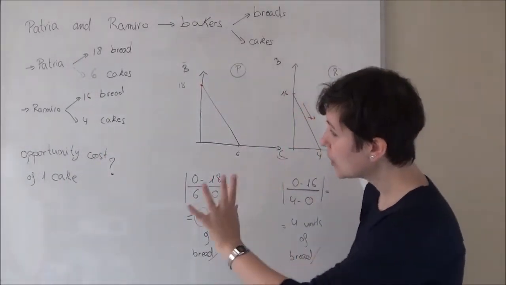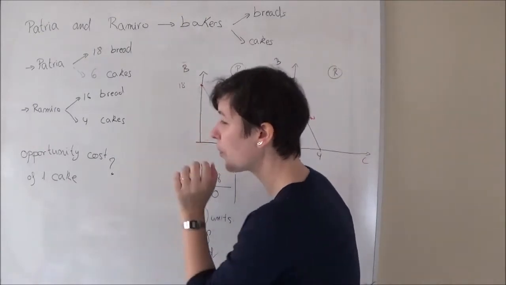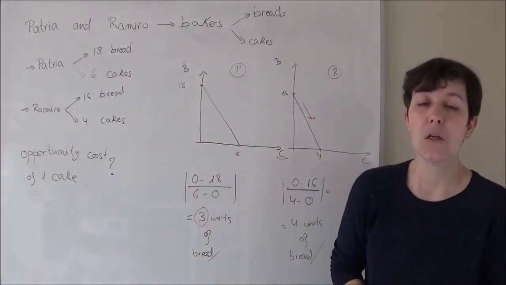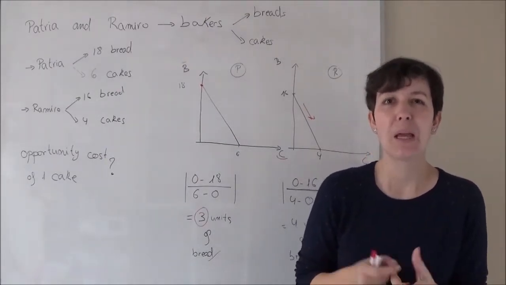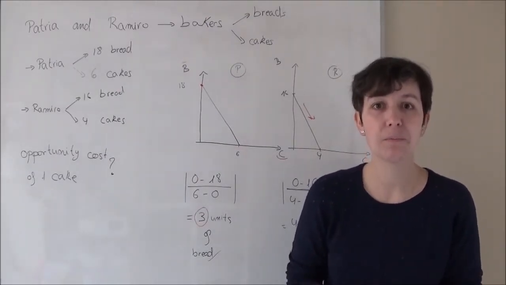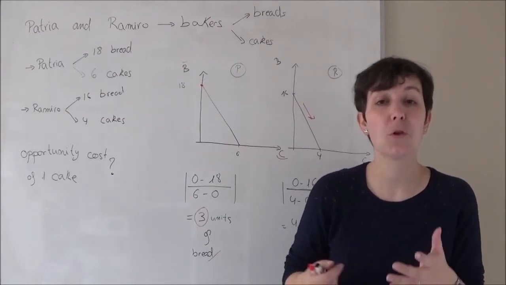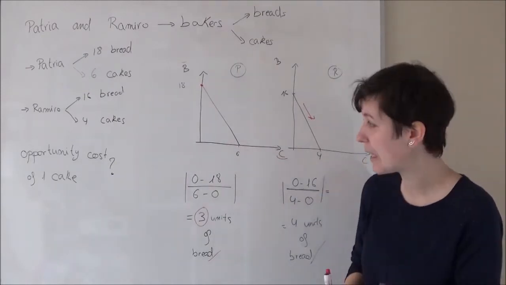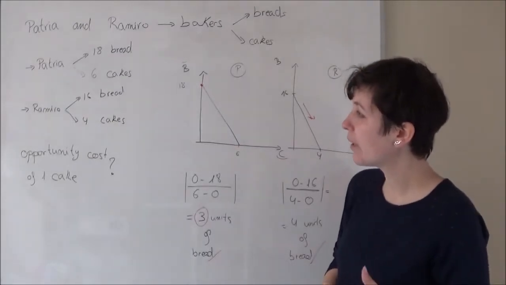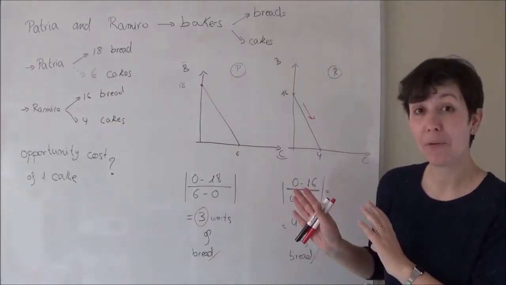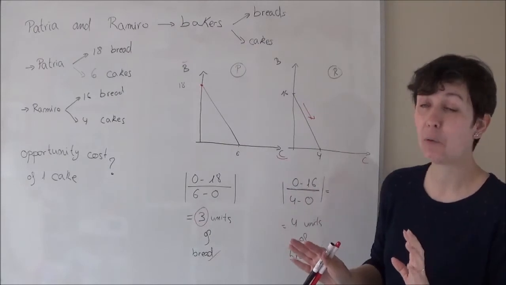So the question here is about the opportunity cost of producing one cake. So the thing that we need to know is how the production of bread is going to change if we want to produce 1 unit more of cake. In this case, I think that the best way of working is making the PPF graph. For me, it's the easy way.